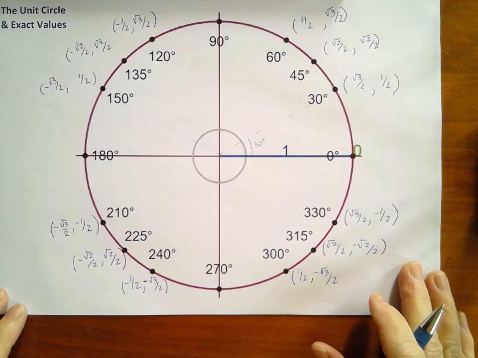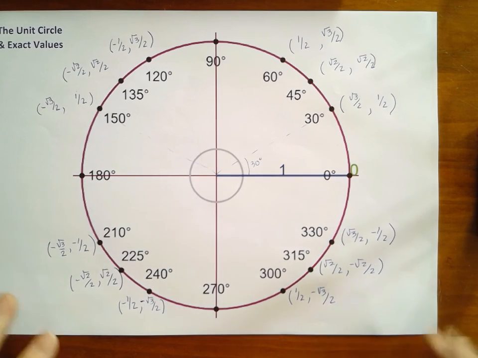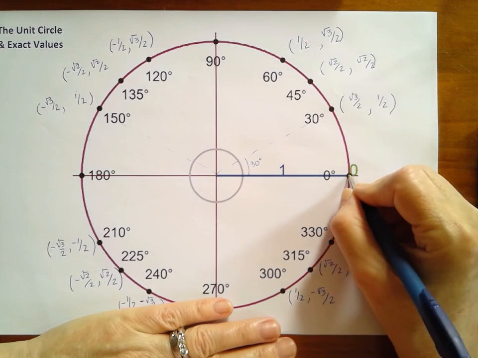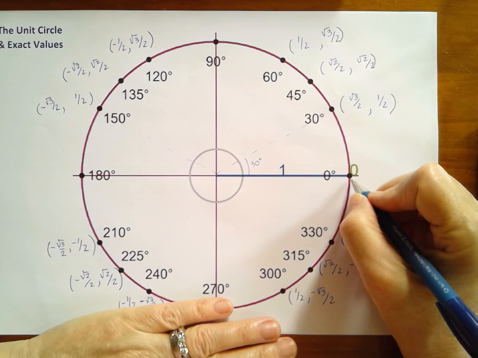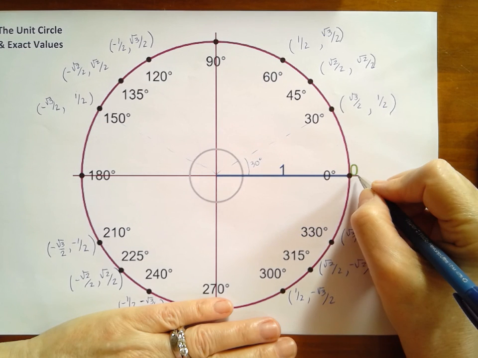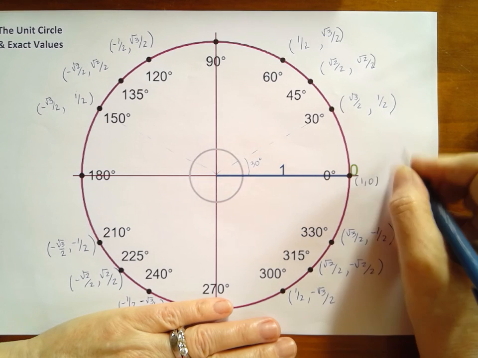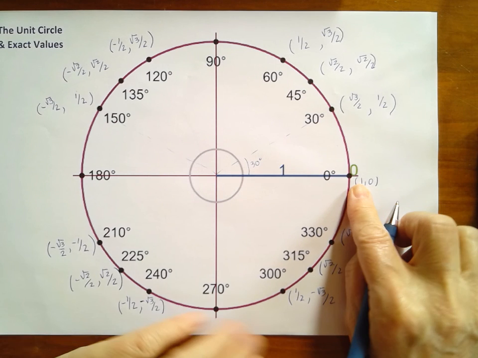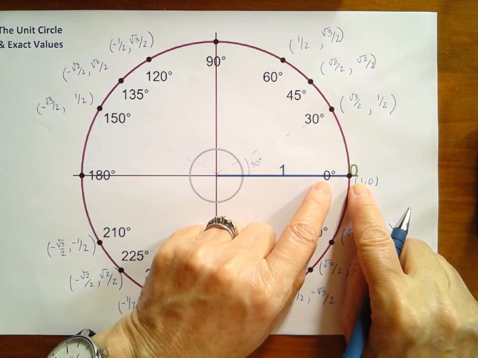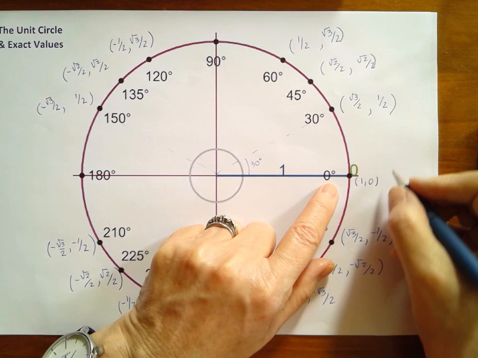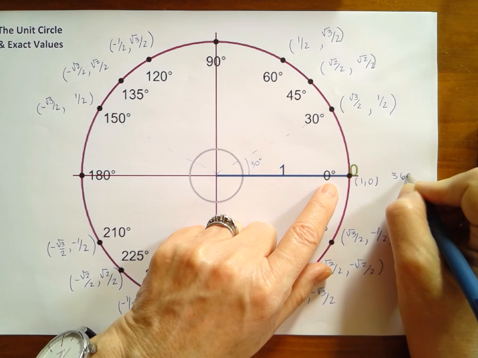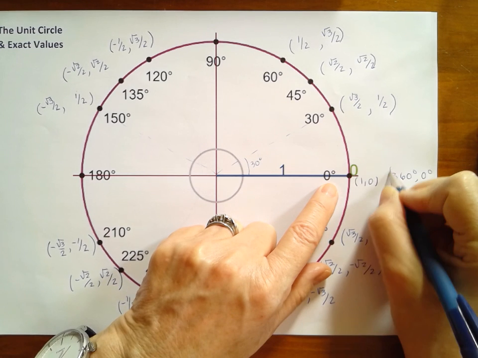Okay, great. Now it's time just quickly to talk about the boundary values. This is a boundary, the x-axis and the y-axis. And this point right here, I think it's pretty easy to see that it's 1, 0. So that tells me that the cosine of 0 is 1, and the sine of 0 is 0. I could also call this 360 degrees here, or 0 degrees, either one.